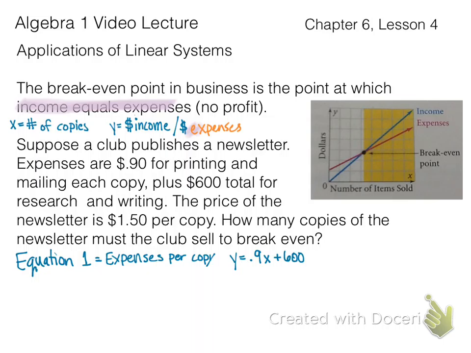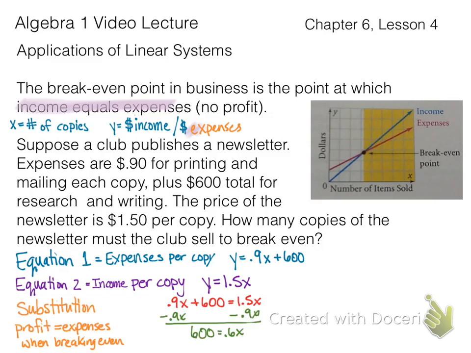Okay, now let's talk about equation 2, which is the income per copy. How much money are you bringing in for selling your newsletter? Well, that's $1.50 per copy. And so X is the number of copies, so $1.50 times the number of copies tells you the income. But since income and expenses are equal in a break-even situation, we can use the substitution method to solve this problem. All right, so we're going to use substitution. Income equals expenses when breaking even.